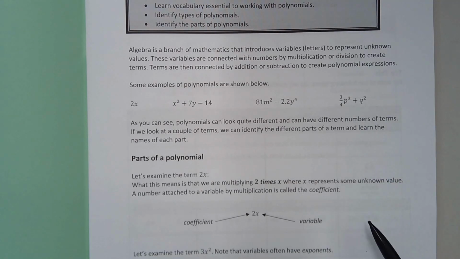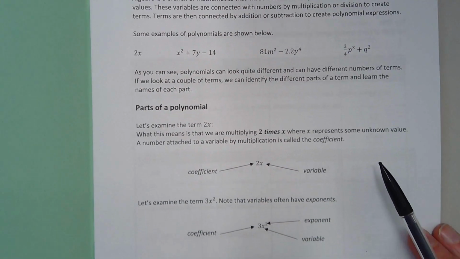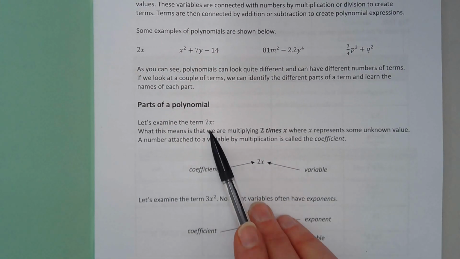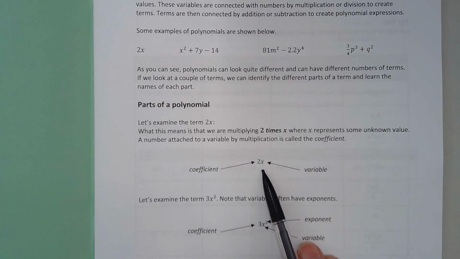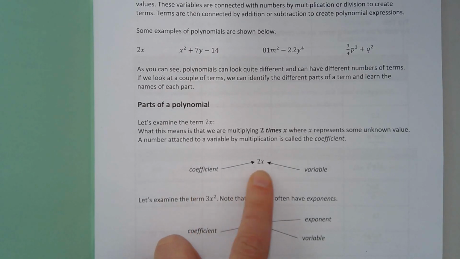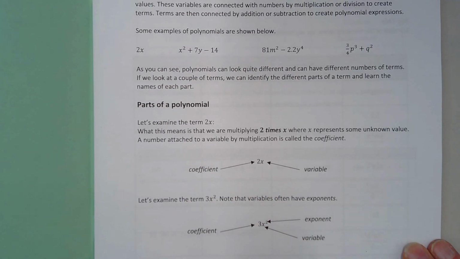So let's do the parts of a polynomial so you can use the words properly. So when we're just looking at 2x, this means 2 times x. 2 is called, when it's attached to a variable, 2 is called the coefficient and the x is the variable. So the letters of the alphabet are called the variables. 3x squared, so I've added an exponent. Of course, the exponent is the 2. We saw that in the previous unit. The x is the variable, the 3 is the coefficient.